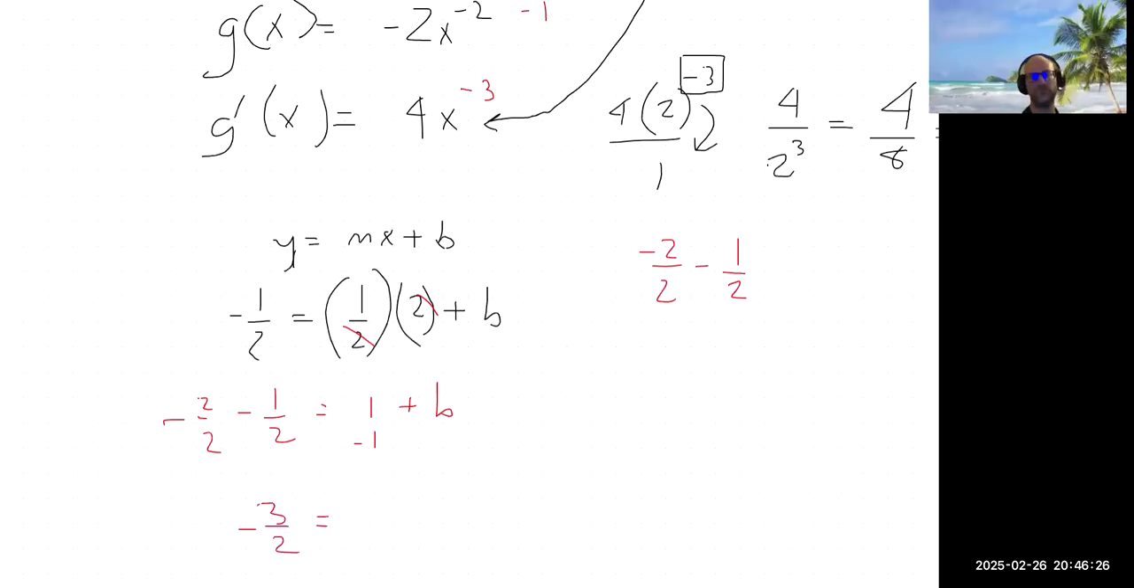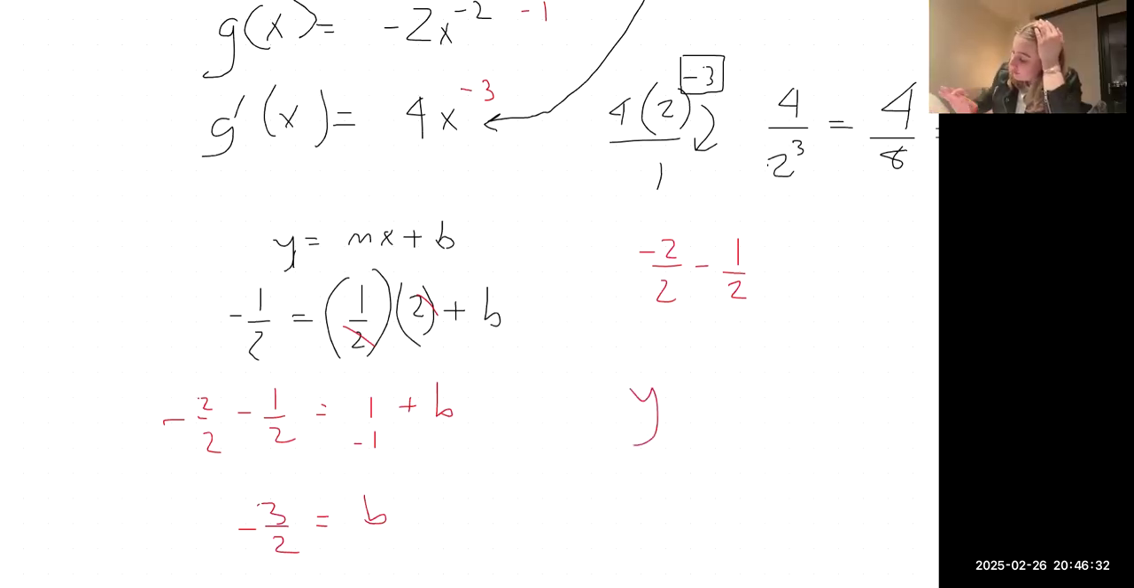-3/2 is b. That's right. So our equation, now that we have all the players of the game, or characters, or whatever we want to say, is, oh, we put it back in the original because we want it to be y equals something plus something, not something equals something plus something. That sounded really bad. Okay, y equals 1/2 x minus 3/2.